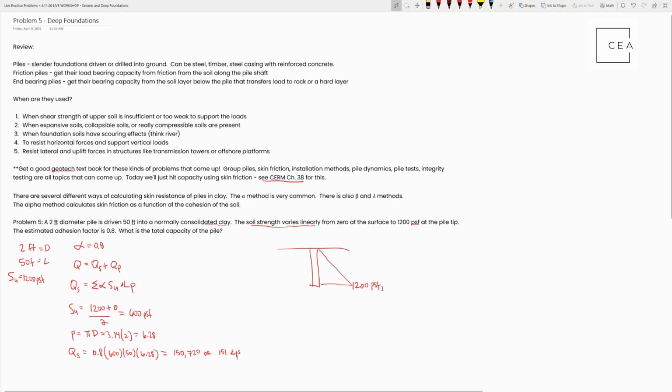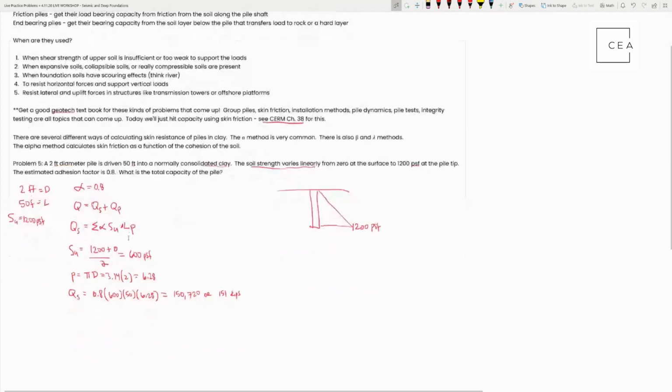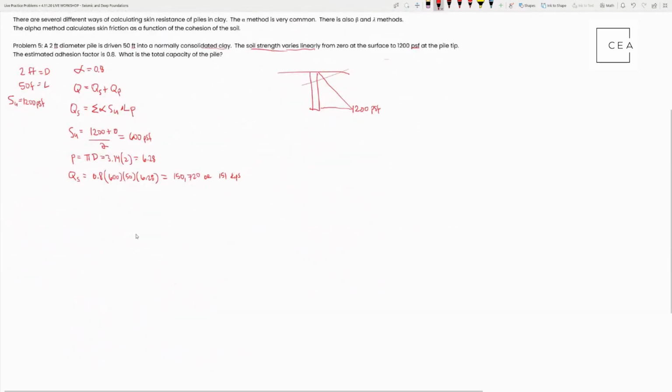All right. Well, now that we've solved for QS, I'm going to scroll this down a little bit more. All right, now we need to solve for the tip. So QP is equal to, and these are equations in the SERM, QP is equal to NC AP times C.